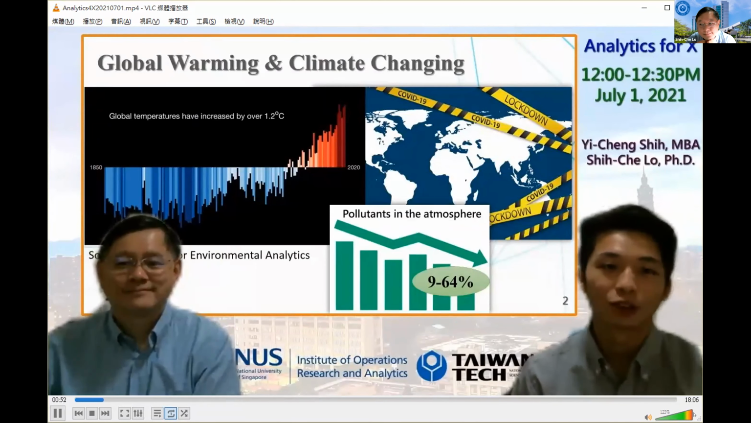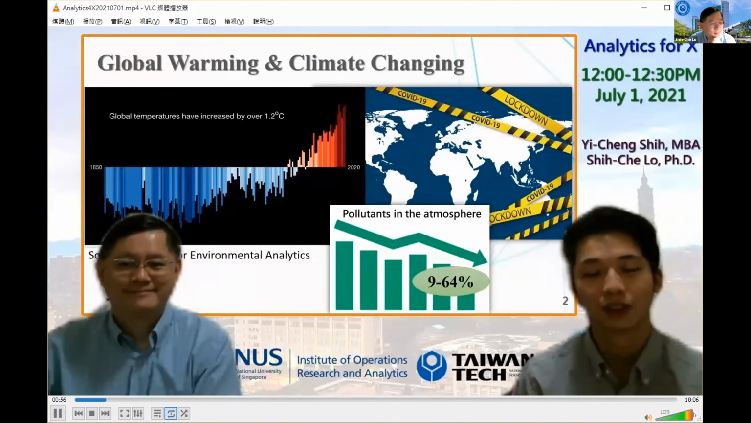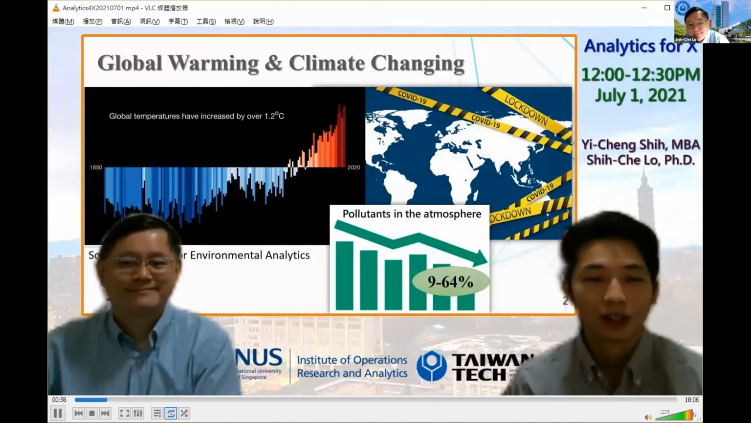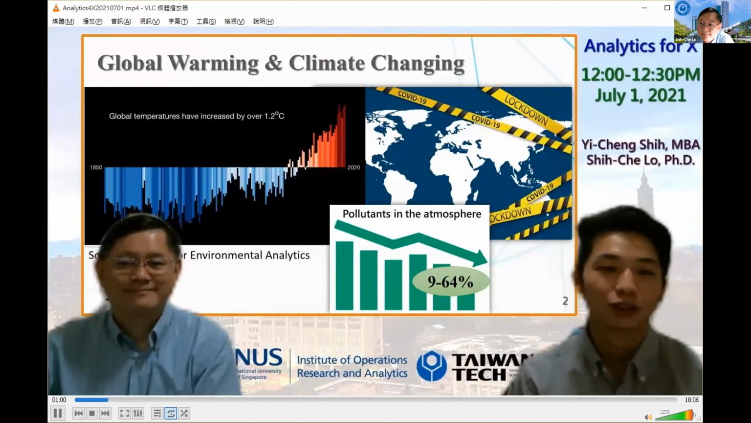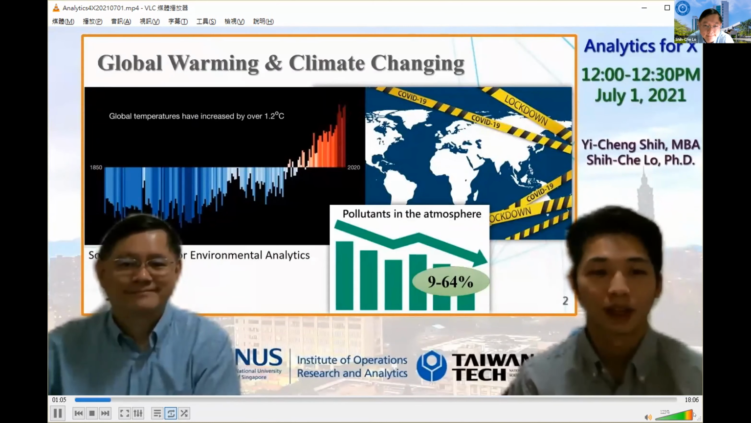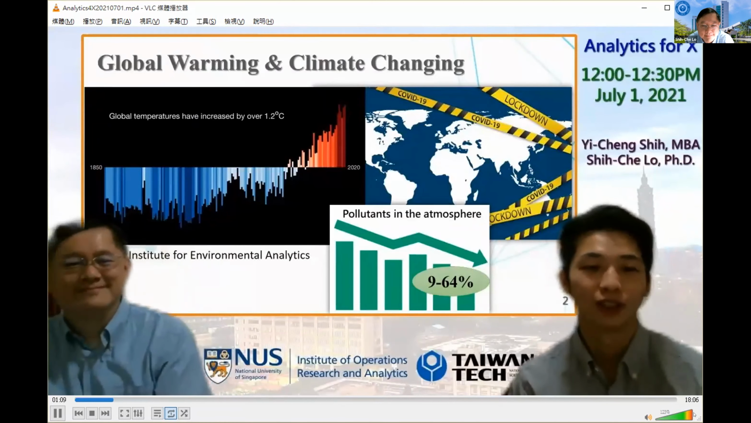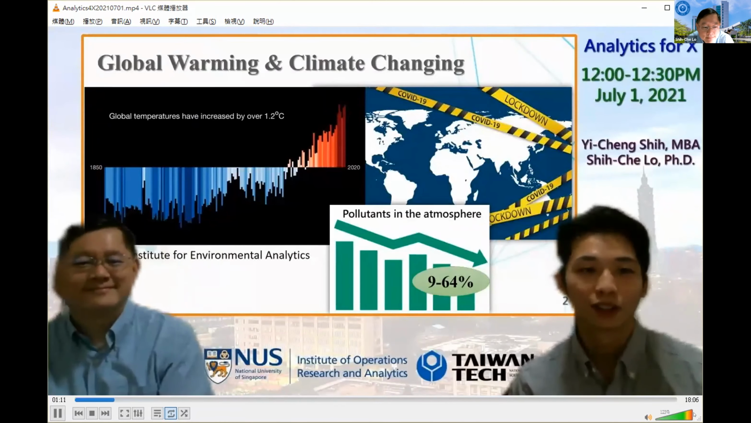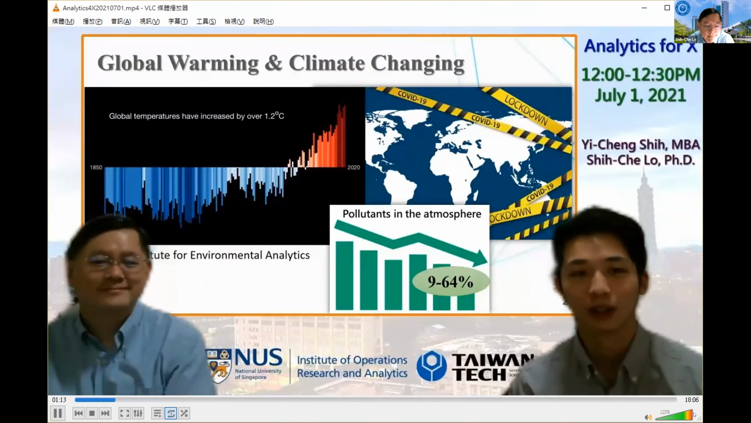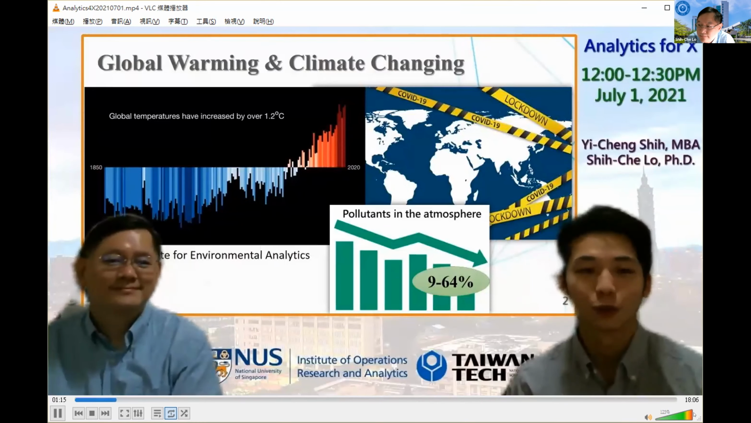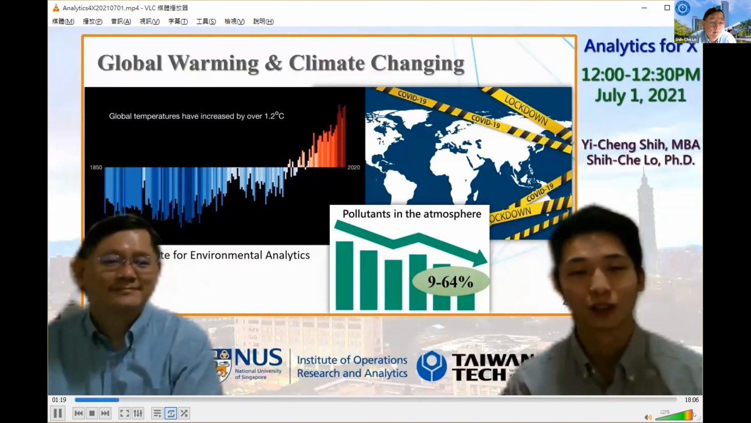Global warming and climate change are ongoing issues right now and require immediate attention around the world. They are related to the emissions of greenhouse gases into the atmosphere. According to the Institute for Environmental Analytics, global temperatures have increased by over 1.2 degrees Celsius in the past 170 years.